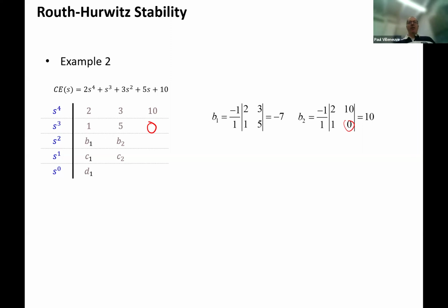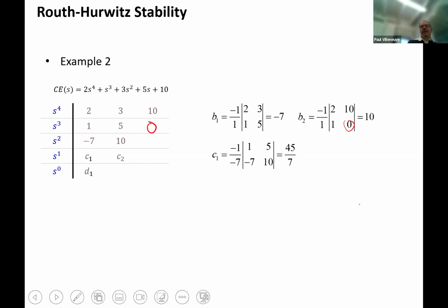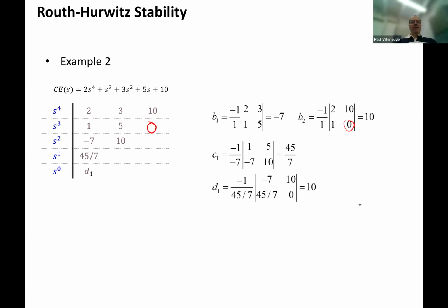So now we're going to move on to C1. What'd you get for C1? 45/7. Yep. That's good. C2 should be equal to 0. And then D1, I don't even need to calculate D1, but it's always a good idea to calculate D1 just to make sure you've got the same value, right? If you didn't get 10, then you might have made a mistake someplace. Well, you definitely have made a mistake someplace there.